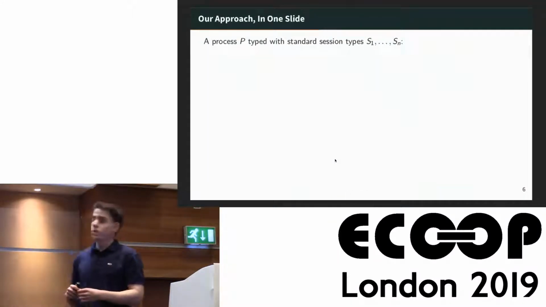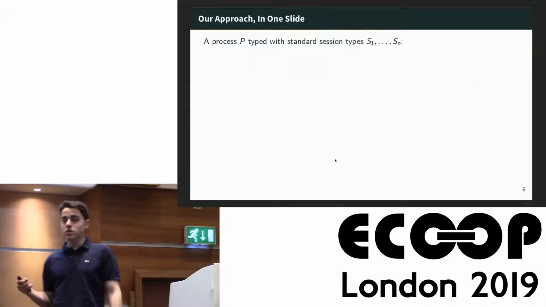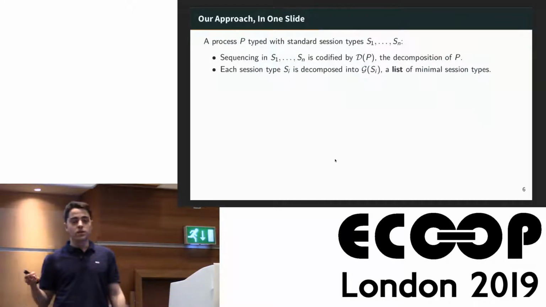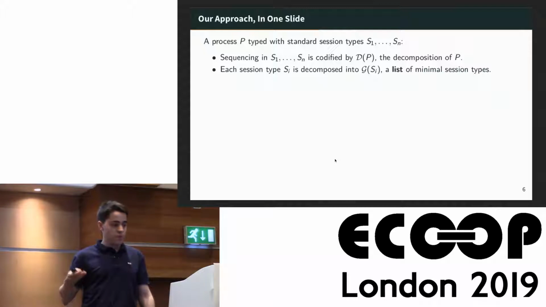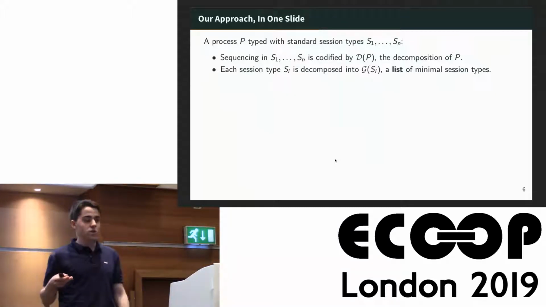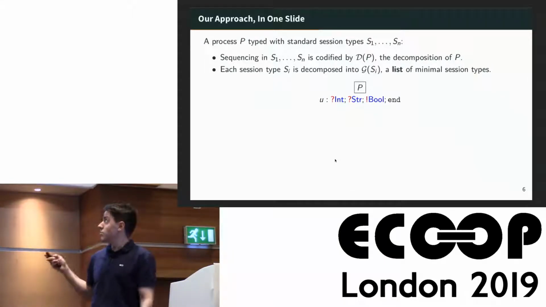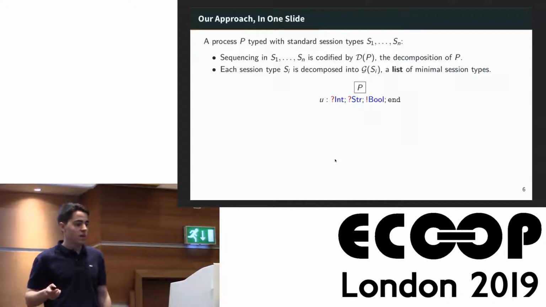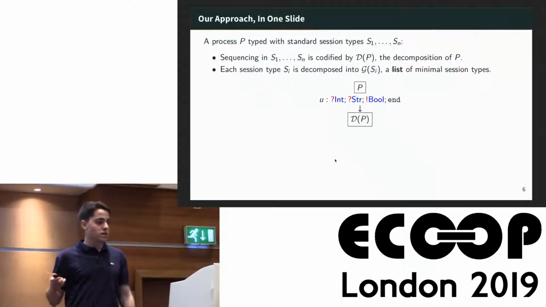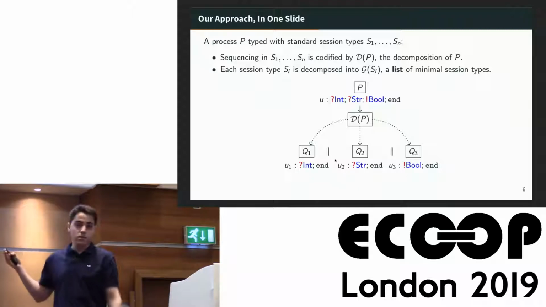So this slide sums up all the main ideas of how we do that. If we have a process P that uses channels with standard session types, we codify the sequencing of the session types of these channels into the decomposition of P. And along that, each session type, we break down into a list of minimal session types. For example, if we have a process P from the running example that uses the channel U that has a standard session type, we will translate that to its decomposition, which essentially consists of 3 processes in parallel. This number corresponds to the number of actions of the original session type.